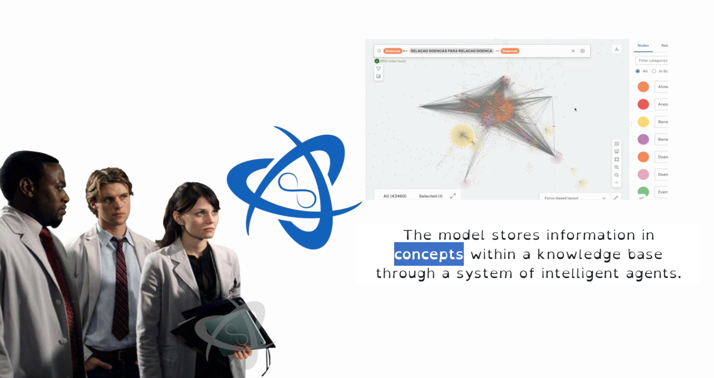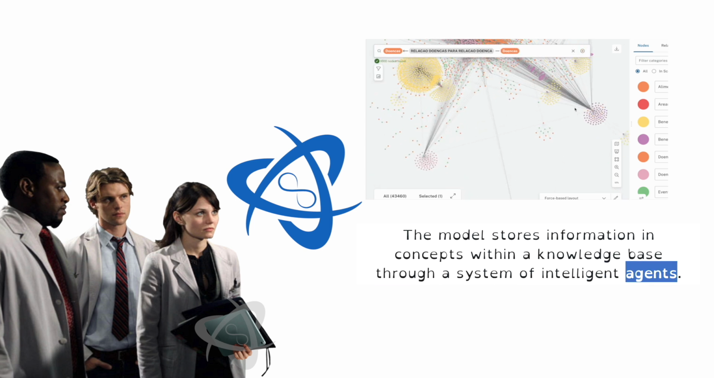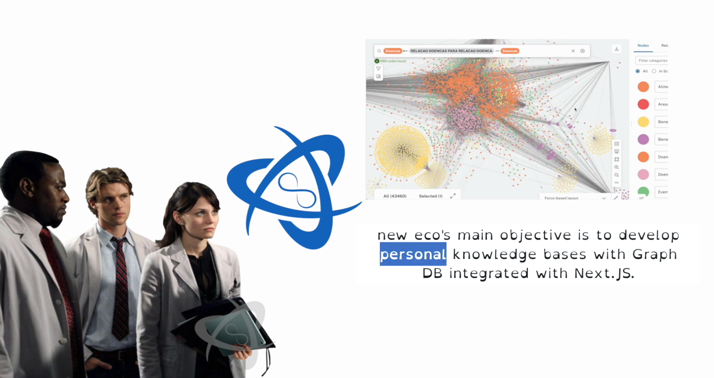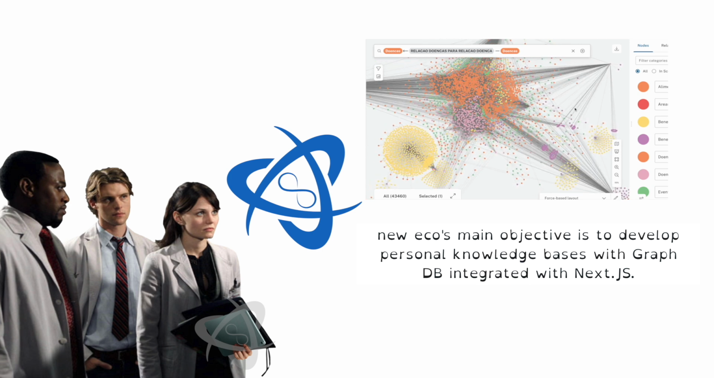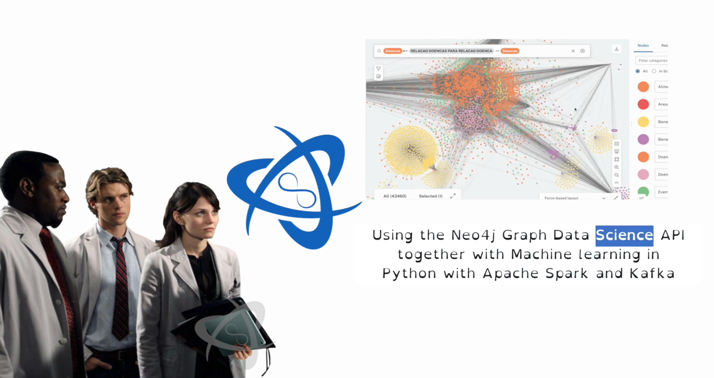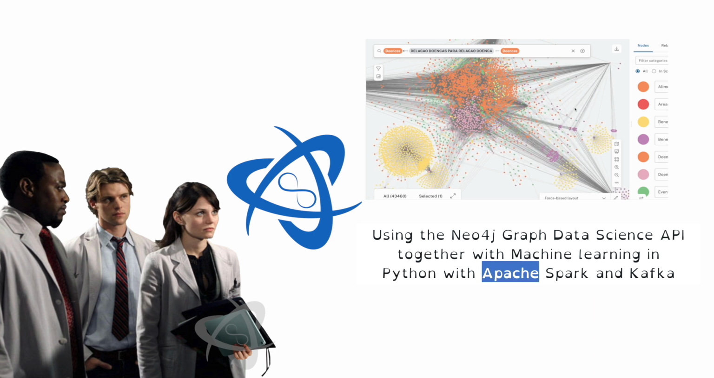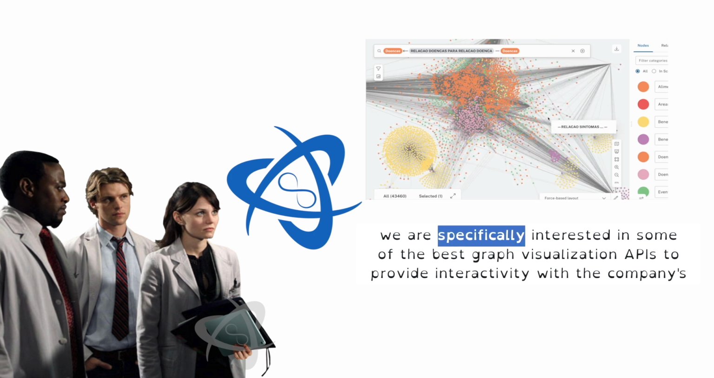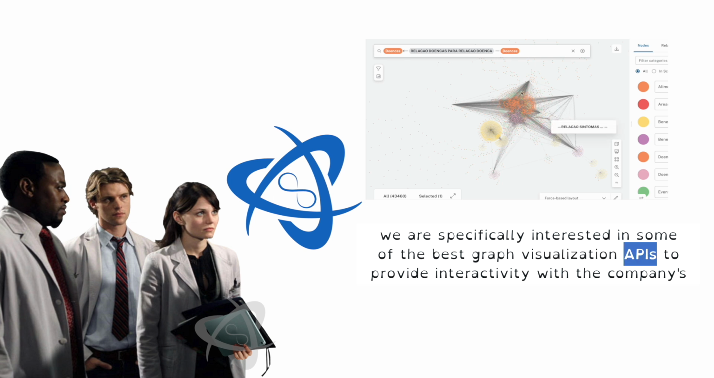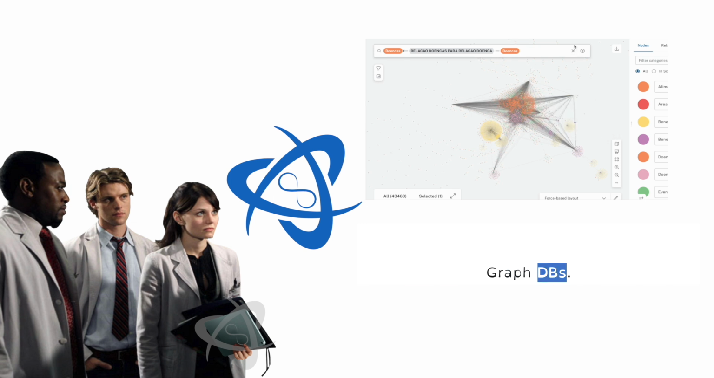The model stores information and concepts within a knowledge base through a system of intelligent agents. New ECO's main objective is to develop personal knowledge bases with graph.md integrated with Next.js, using the Neo4j Graph Data Science API together with machine learning in Python with Apache Spark and Kafka tools. We are specifically interested in some of the best graph visualization APIs to provide interactivity with the company's personal GraphDBs.